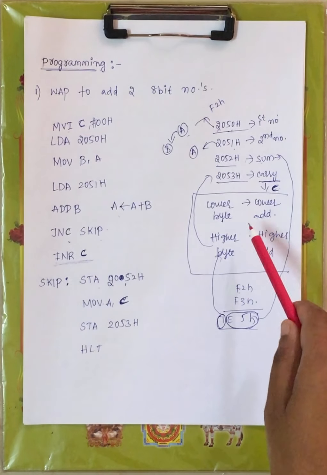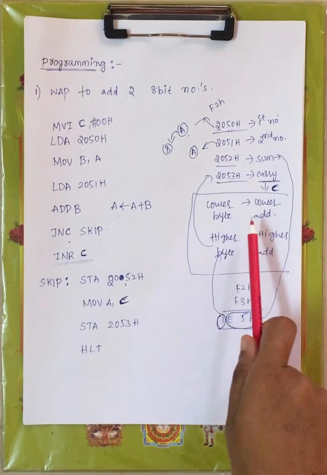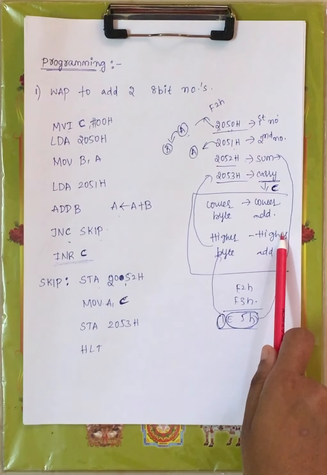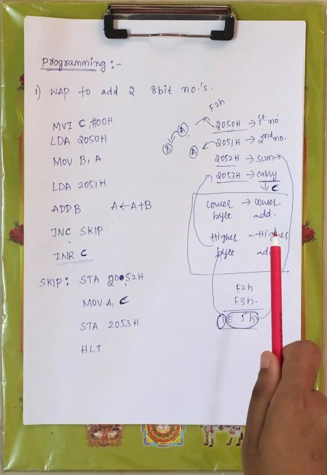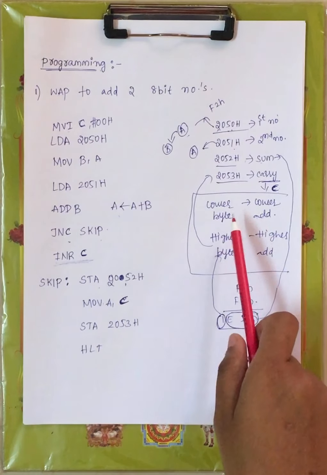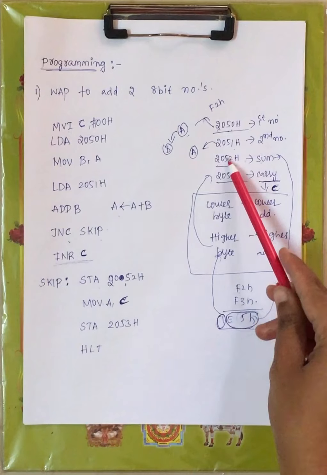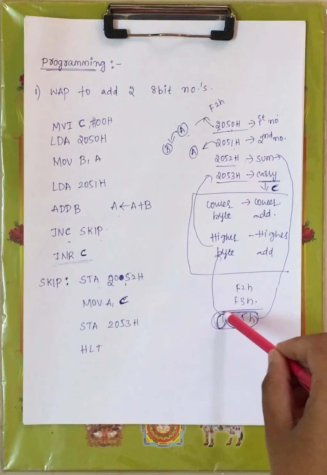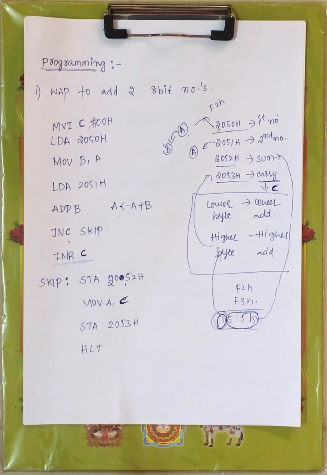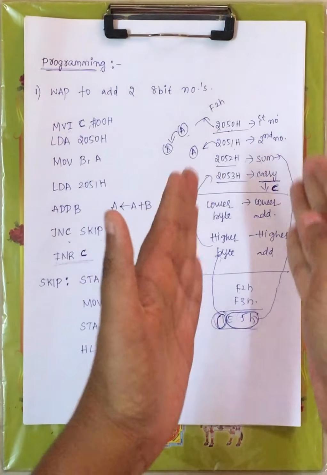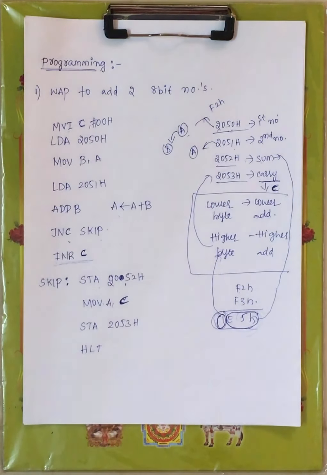Because any microprocessor follows a basic principle, that is, the lower byte is stored under the lower address and the higher byte is stored under a higher address, right? Now the lower byte is nothing but this sum. The sum is stored under the lower address. The higher byte is nothing but your carry, that is stored under the higher address, right? Now for this scenario we have to write a programming part.